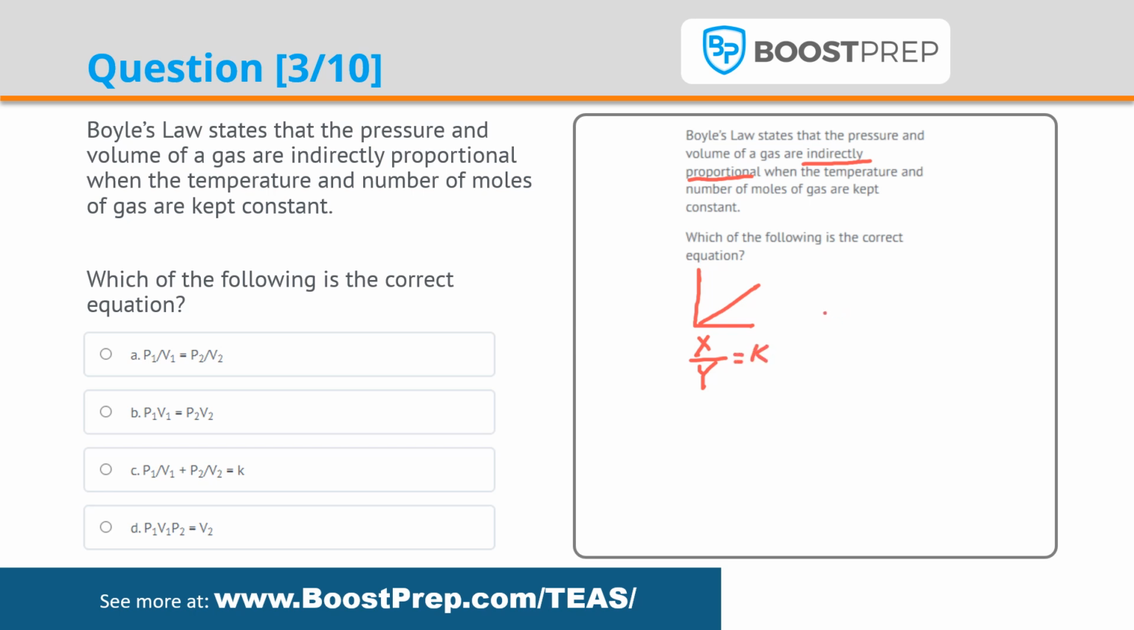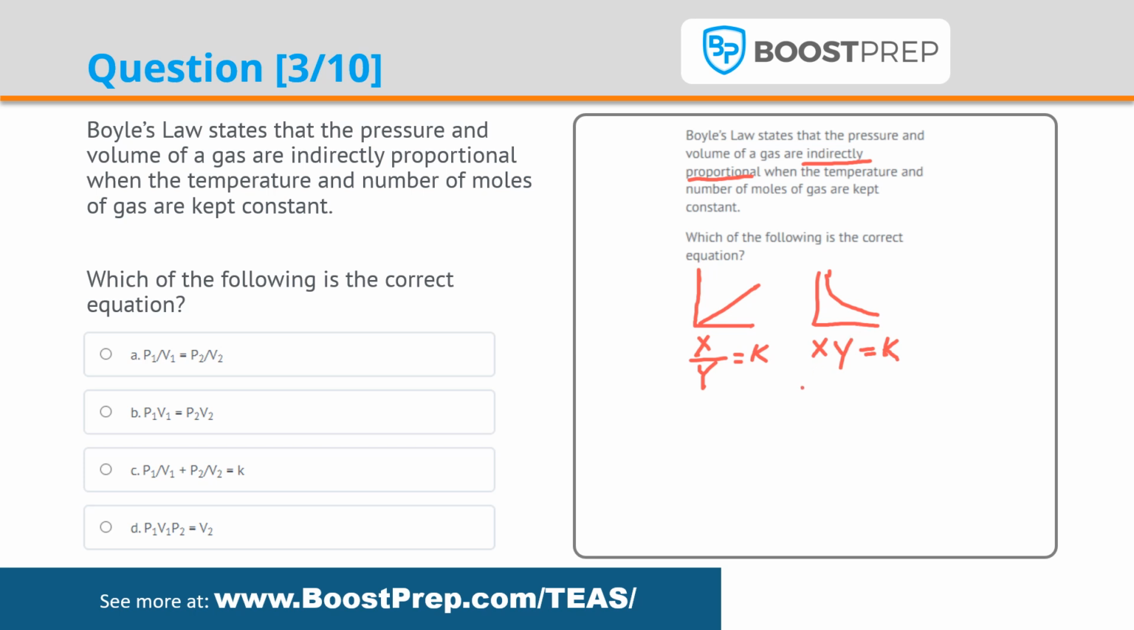In an indirect relationship, you get a graph that looks more like this, and an equation that looks like this: x times y equals k. So as x increases, y decreases.